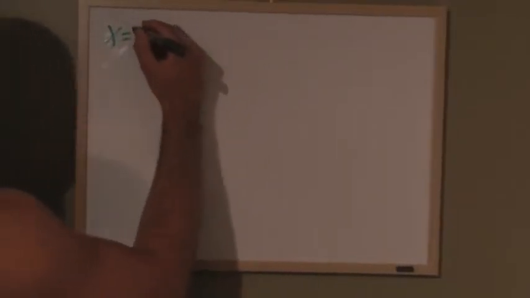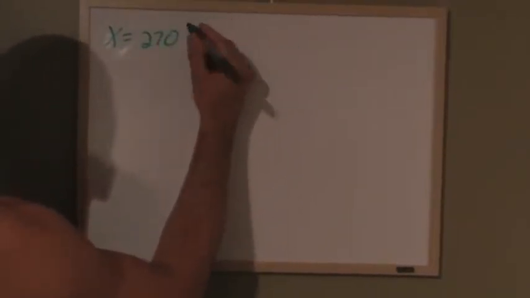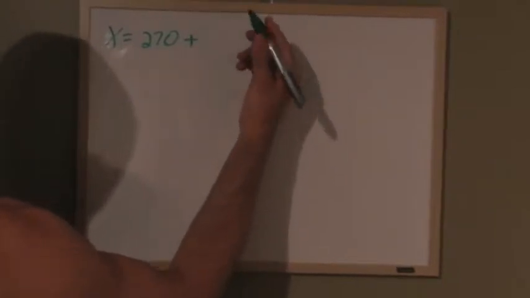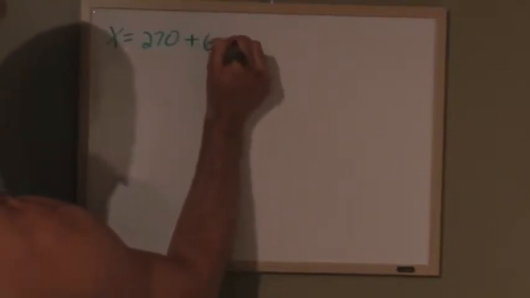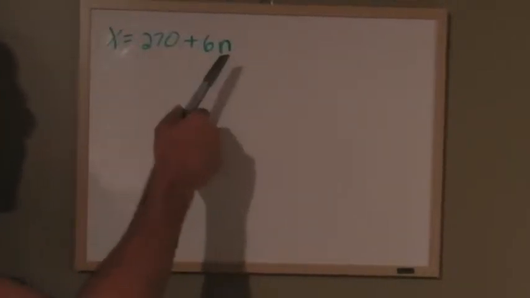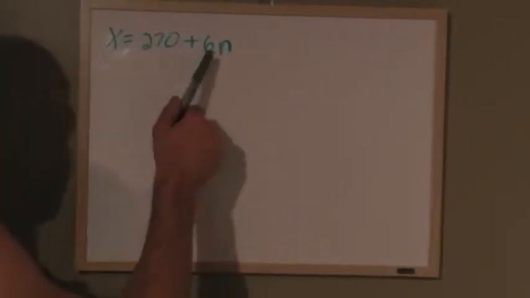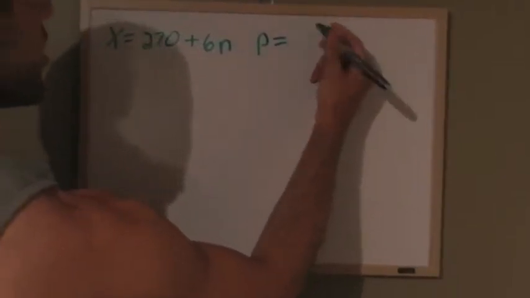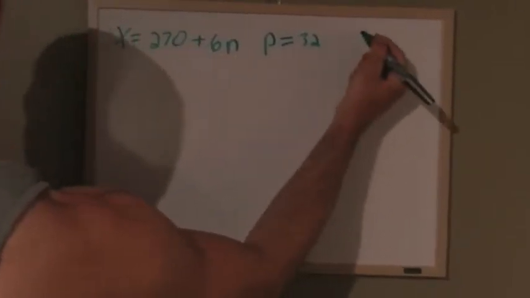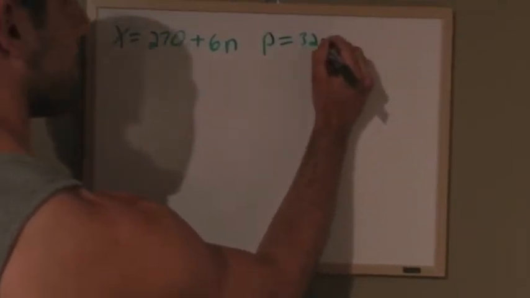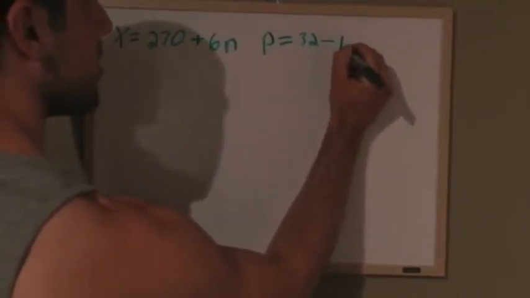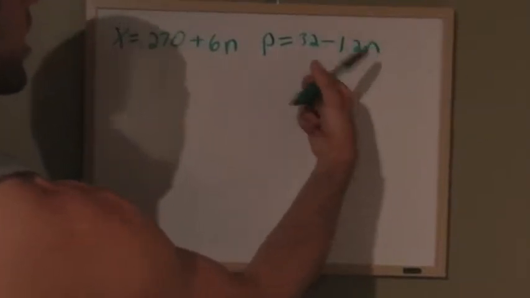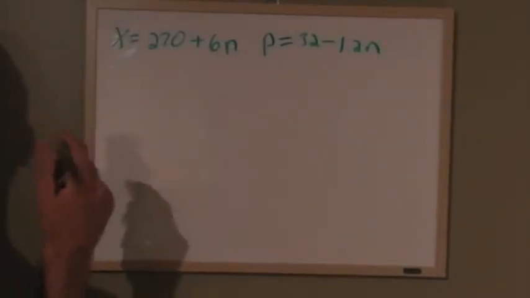First, we make our X equation. They sell 270 cans of paint, and per price decrease, they sell 6 extra cans, and N is the number of price decreases. Then we want to find our P equation. So P equals the $32 per can minus 1.2 for each price decrease, N again being the number of price decreases.